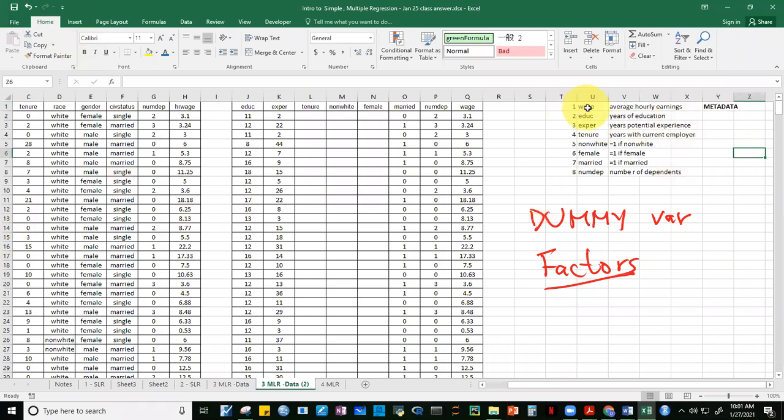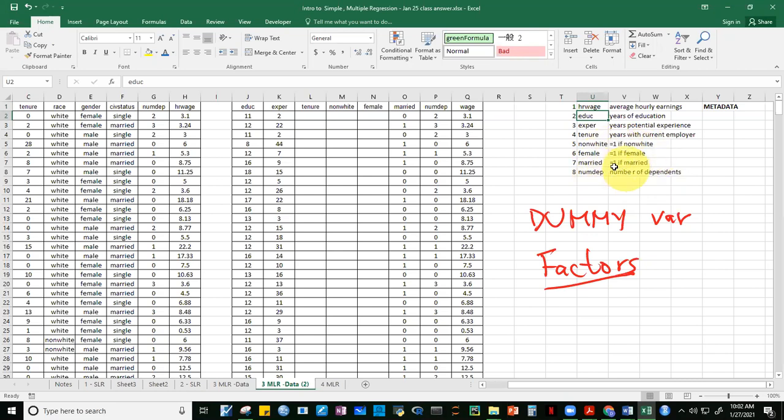So ito yan, no? Wage. Gawin natin hourly wage to. We change this, di ba? Hourly wage. Small letter lang. Education is years of education, etc. No? Now, kung gusto natin, si non-white, guys, gagawin natin 1. Si female, gagawin natin 1. At saka si married, gagawin natin 1.